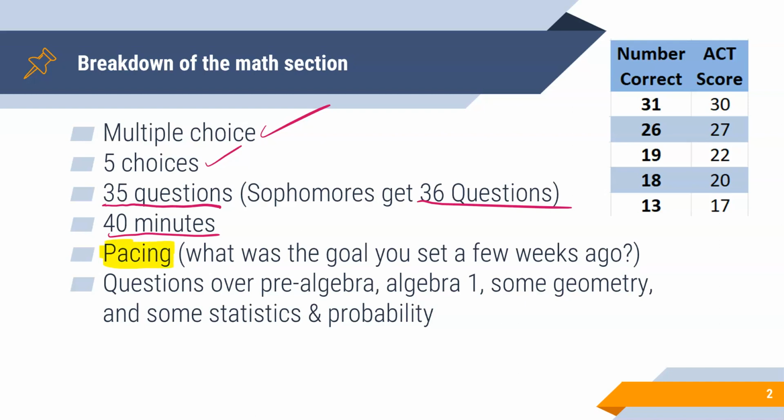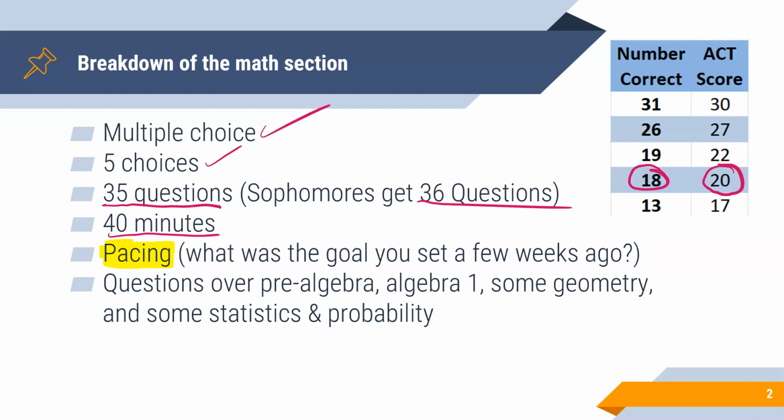What you really want to think about, this is really for the sophomores, is you all set a goal a couple weeks ago. On the math section of that test, what do I want to get? Let's say your goal was, I want to get a 20 on the math section of the ACT. Well, that means you should get 18 math questions correct, 18 out of the 35 or 36. That would get you around a 20.